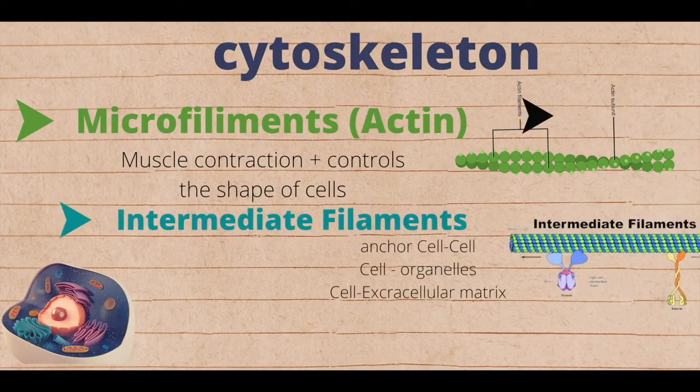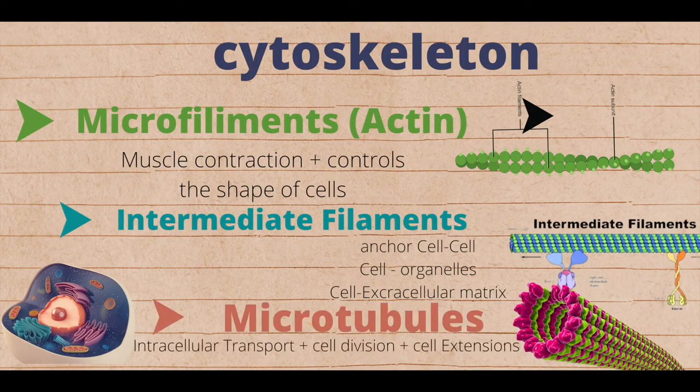Next, we have the intermediate filaments. These are stiff and rigid type of fibers, and they are going to help anchor your cell to your cell, as well as your organelles inside of the cell to the cell, as well as the cell to the extracellular matrix. Remember, extracellular matrix is all of that fluid or jelly that surrounds each cell. So basically, intermediate filaments attach all three of these things together so that they're not just floating around everywhere getting lost. Lastly, we have our microtubules.